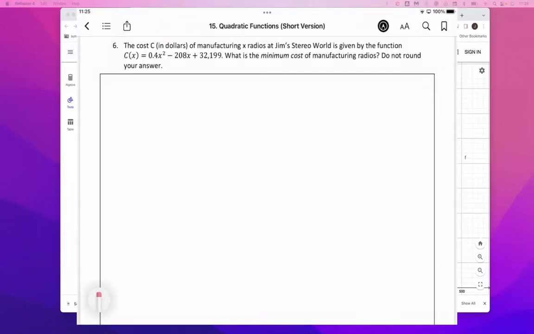And so for number 6, we've got the cost C in dollars for manufacturing x radios at Jim's Stereo World is given by that function. It's got some crazy numbers in it. And what is the minimum cost for producing or manufacturing radios? Do not round your answer.